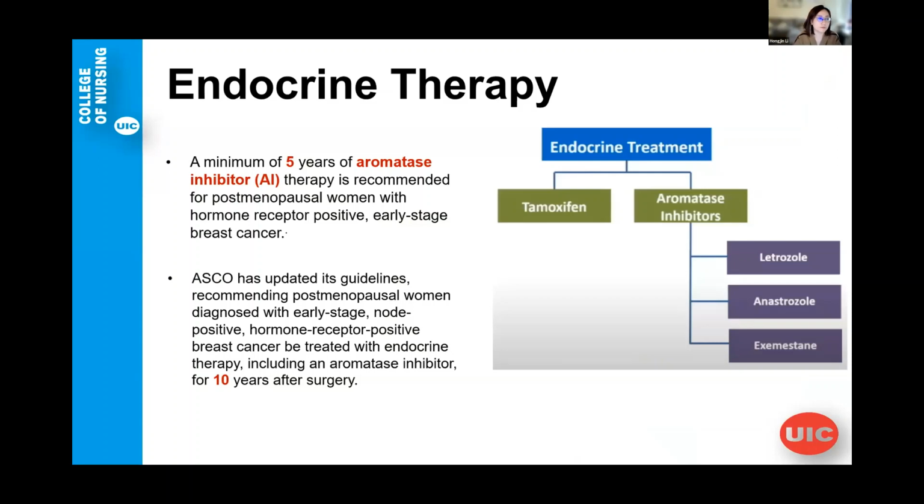I want to draw attention here to endocrine therapy because right now, a minimum of 5 years of aromatase inhibitor, which we call AI therapy, is recommended for postmenopausal women with hormone receptor positive early stage breast cancer. With the development of treatment guidelines between 2008 and 2018, it is encouraged that it can be extended to 10 years after surgery. So people receiving endocrine therapy can be on it for up to 5 to 10 years.